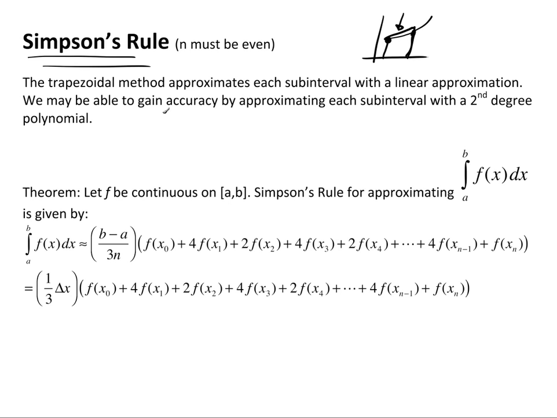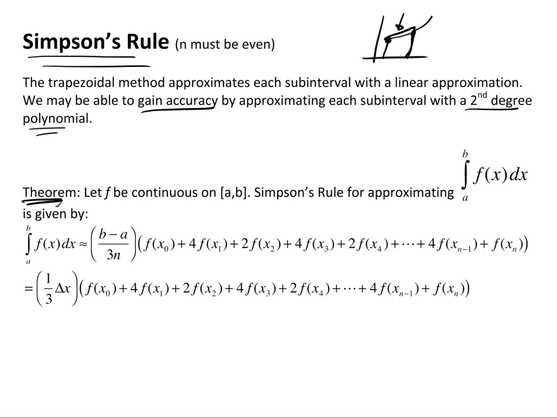Now, we might be able to gain some accuracy by approximating each subinterval with a second degree polynomial. In other words, use some type of quadratic to actually estimate this piece rather than a linear function. And that brings us to Simpson's rule. Now, it's the exact same idea as trapezoid, only we're using a quadratic here rather than a trapezoid.